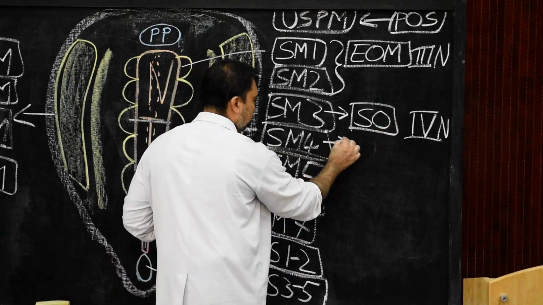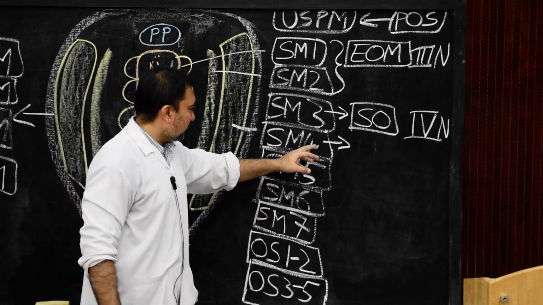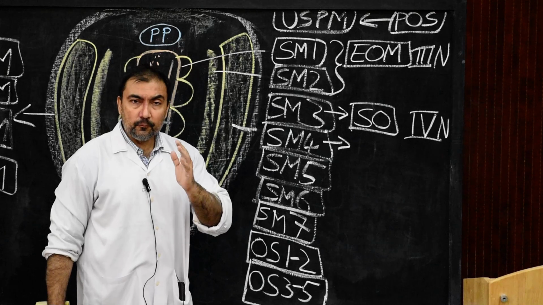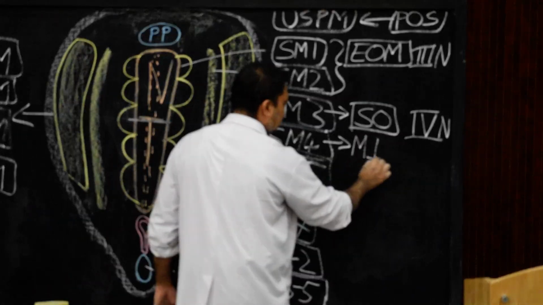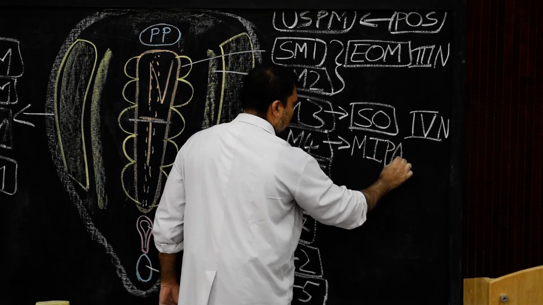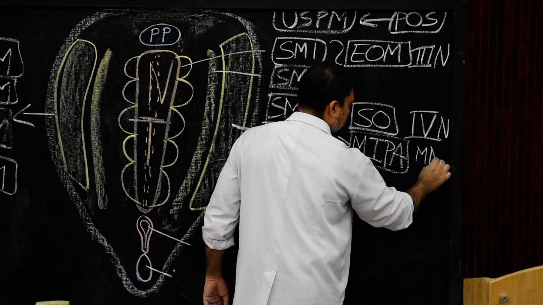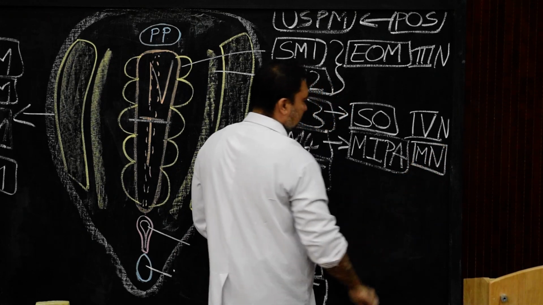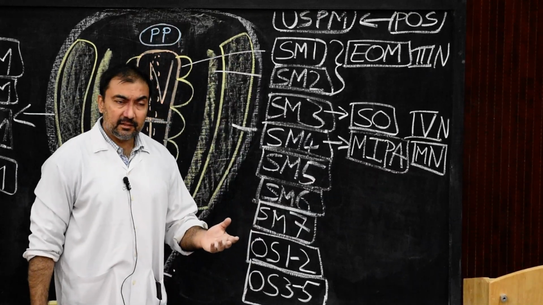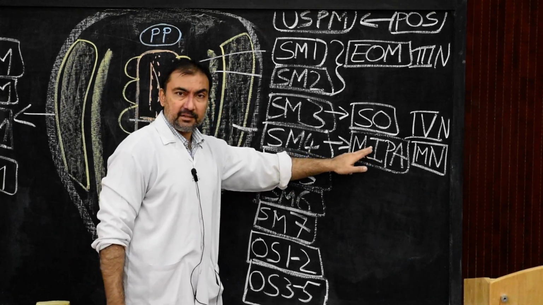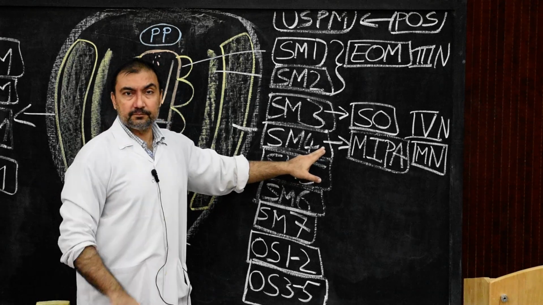Then somatomere number 4. The structures that will develop from somatomere number 4 will be the entire muscles of the first pharyngeal arch, which is supplied by which nerve? Mandibular nerve. So please note down. The entire muscles, including the skeletal elements, which are developed from the first pharyngeal arch, which is supplied by the mandibular nerve, will develop from somatomere number 4.